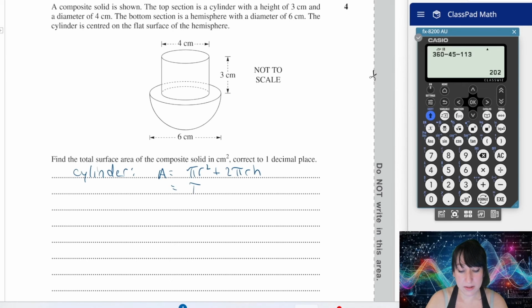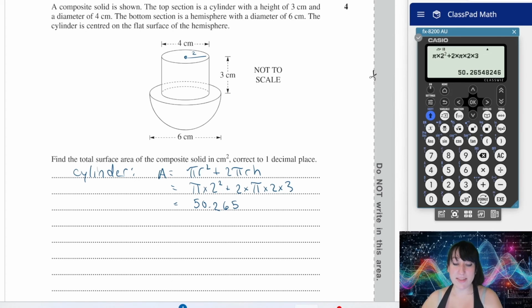So that's going to be pi times the radius squared. Careful here. We're given the diameter of the cylinder being 4. That means the radius is 2, which is half the diameter. And the height of the cylinder there is 3. We'll take some extra decimal places till the end just to add accuracy, and we'll round our final answer.